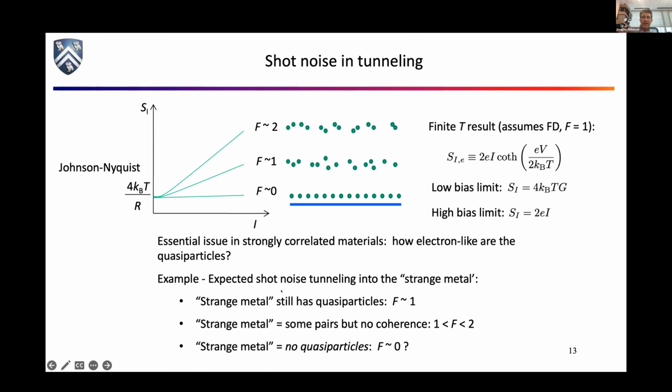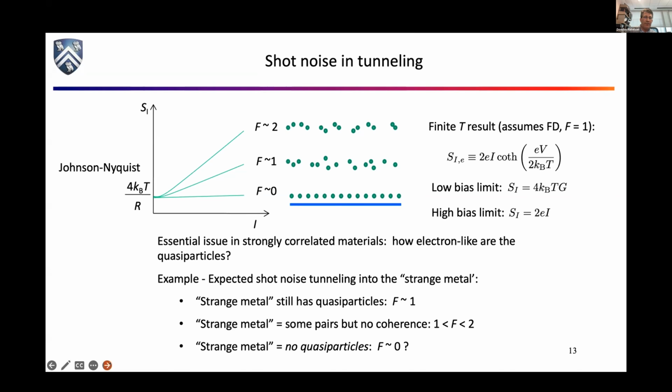But you can imagine, if I was looking at a strange metal, if there really were still quasiparticles, I might expect it to act very much like a Fano factor of 1 if I was doing a tunneling experiment. If there were no quasiparticles, maybe I would see strongly suppressed noise.